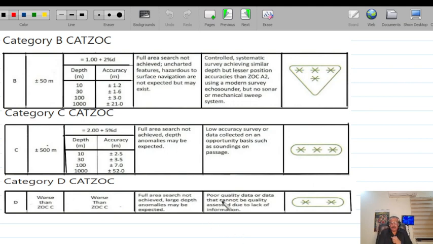And what is the quality of this? The poor quality data, or the data that cannot be quality assessed due to the lack of information. Because of lack of information, lots of blind sectors or gray areas may be there. So the accuracy of depth could not have been assessed as far as category D CATZOC is concerned. And it is marked by 2 stars.